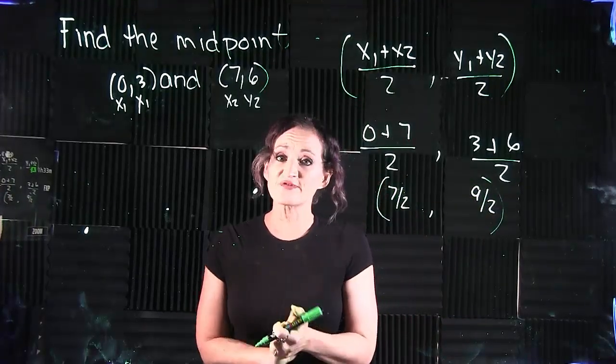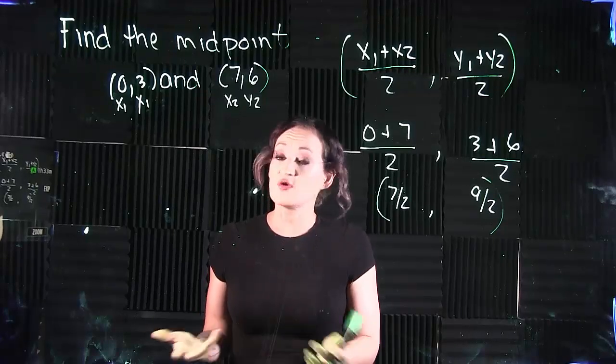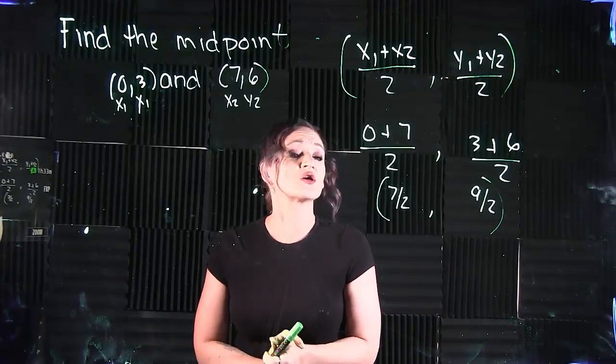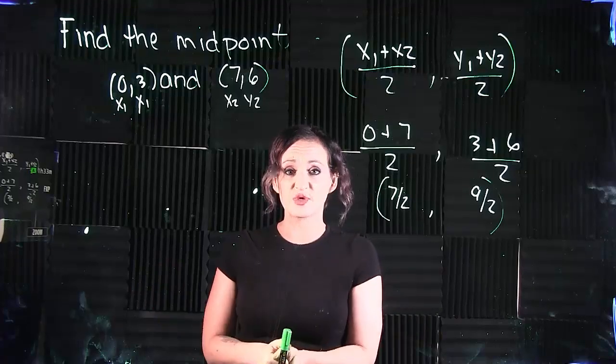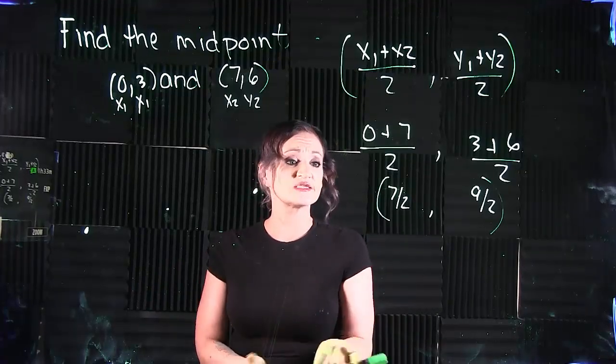Keep them as fractions most of the time. If you are able to put them as decimals, go for it, but otherwise fractions is how most textbooks like your answer left. Our midpoint is 7 halves, comma, 9 halves.